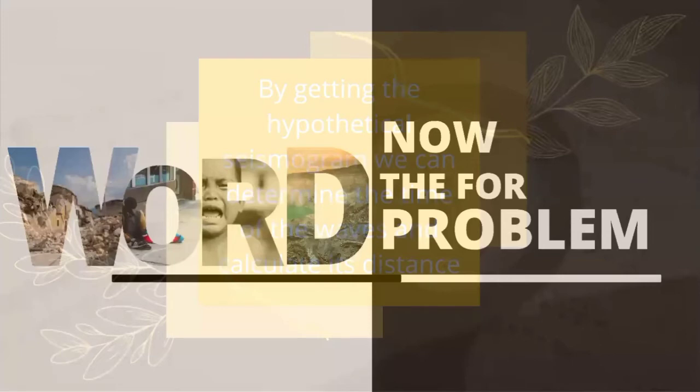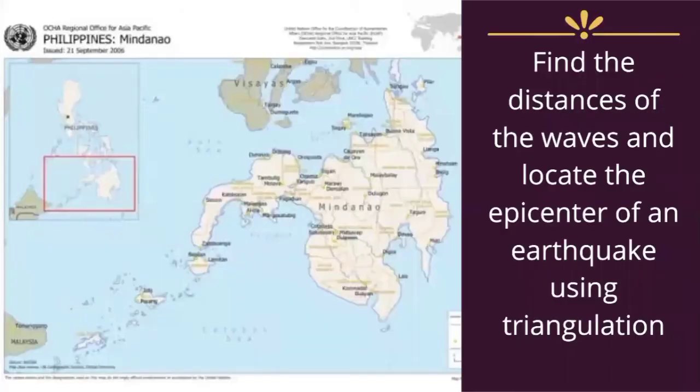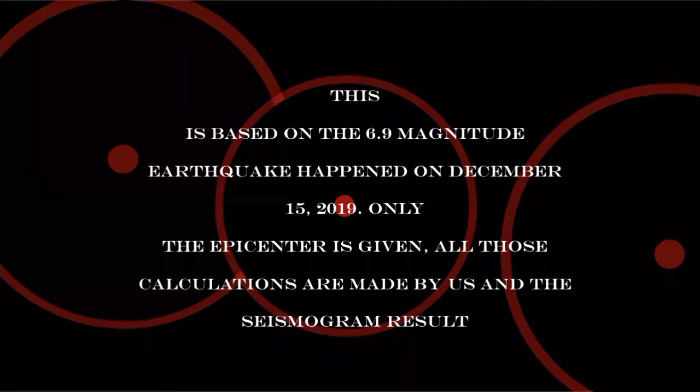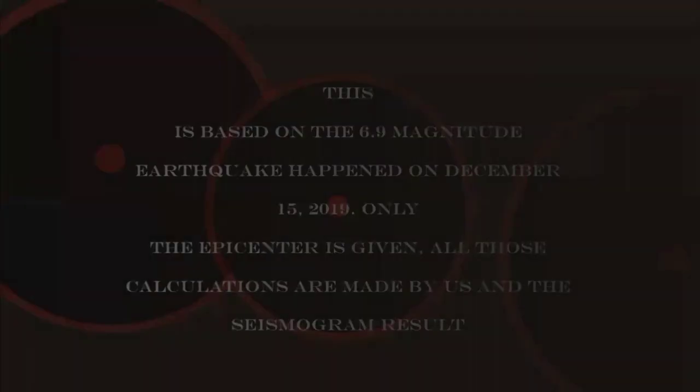Now for the word problem. Find the distance of the waves and locate the epicenter of an earthquake using triangulation. This is based on the 6.9 magnitude earthquake that happened on December 15, 2019. Only the epicenter is given. All those calculations are made by us, along with the seismogram result.